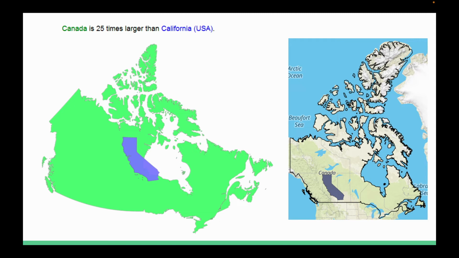California has approximately 38 million people. Canada has approximately 38 million people. So this is one of the reasons that we need to have immigrants coming to Canada, because there's so much land, and we need to fill jobs, and we need to make sure, we'll learn about this later, that our country is secured.